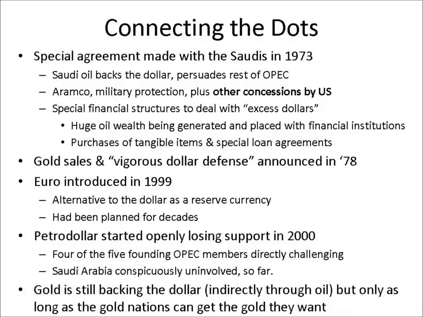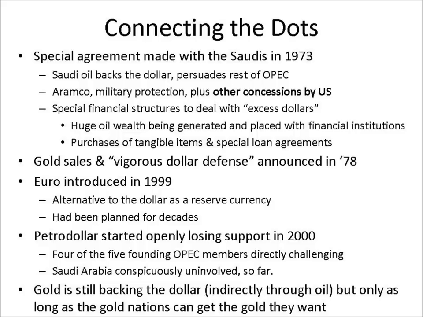This pretty much brings the timeline of the petrodollar to the present. So let's put a few things together. We know that special agreements were made between the US and Saudi Arabia in the early 70s to maintain the use of the dollar in world trade. The US sold Aramco, promised military support, and made other promises, although the nature of those promises were undisclosed.